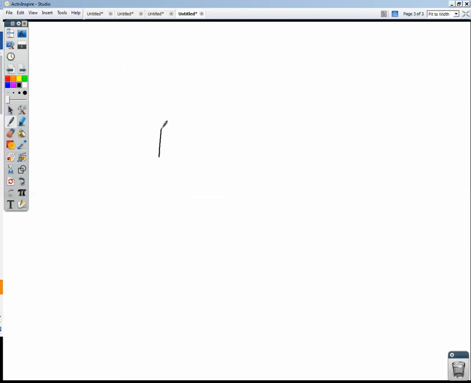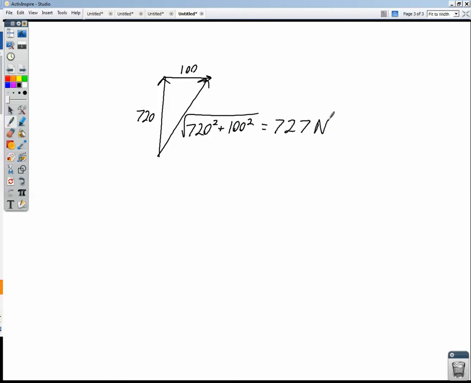We've got a centripetal component going in at 720, and then a tangential component going this way at 100. So the square root of 720 squared plus 100 squared gives us about 727 newtons of frictional force. So that's Fs, and we wanted the coefficient. So this is mu times the normal force, which is mg in this case. So 727 divided by mg, which is 200 times 9.8, is equal to our coefficient.